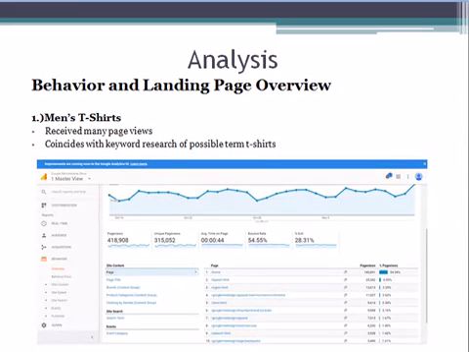Men's t-shirts received a lot of page views as well, and it kind of coincided with that keyword research, the possible t-shirts that kept popping up in the different terms under the paid and organic search. So it was interesting to see that they received a lot of page views as well.